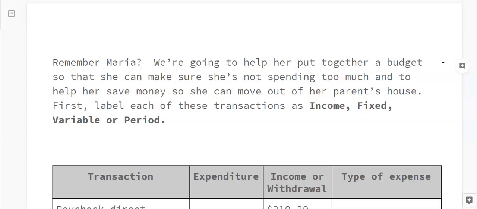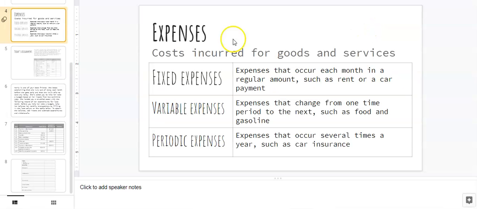So the first thing we're going to do is label each of these transactions as being either income, fixed expense, variable expense, or period expense. If you recall, fixed expenses are the expenses that occur each month in a regular amount. They're the ones that you can count on as being always the same. Like a rent payment or a car payment, those are your fixed expenses.